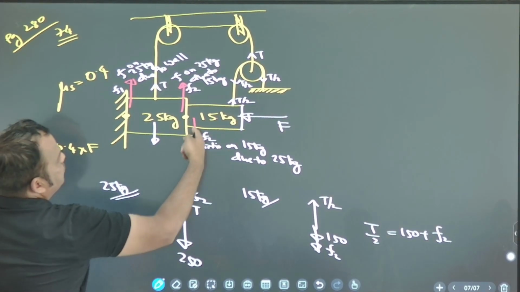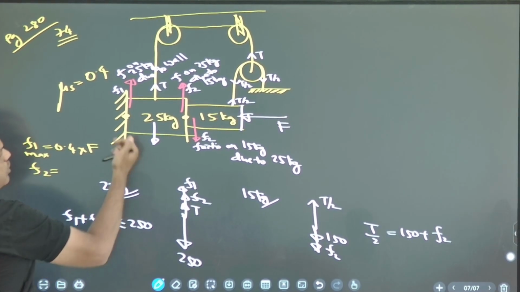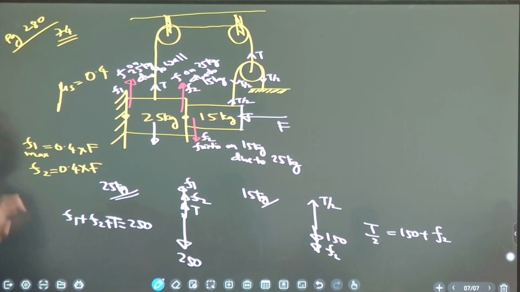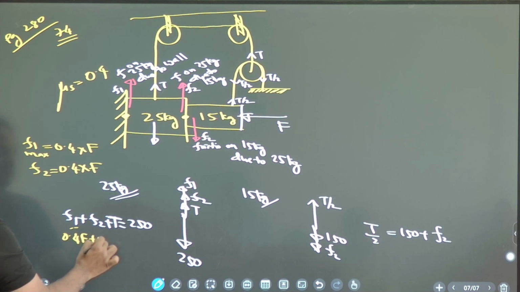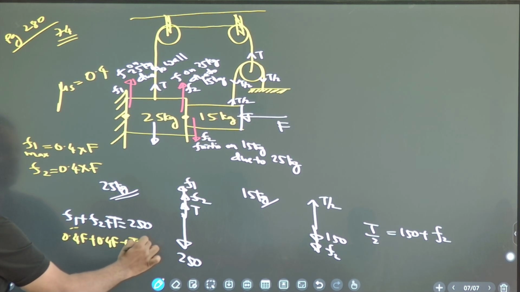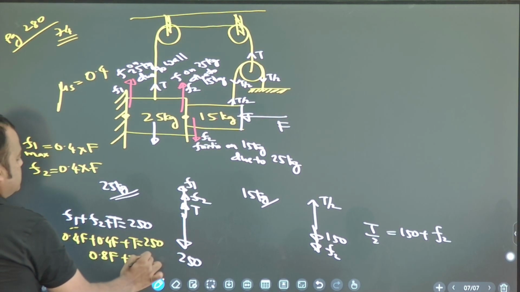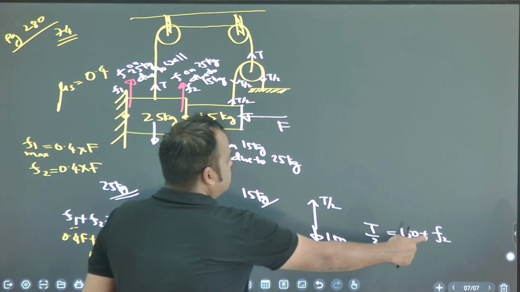Now come to F2. F2 also same, mu S into normal. So 0.4 into F. So F1 and F2 both are equal. Now substitute here. So 0.4 F, 0.4 F, substitute. 0.4 F plus 0.4 F plus T is equal to 250. How much? 0.8 F plus T is equal to 250. Now T value you find. What is T value? Find from here.